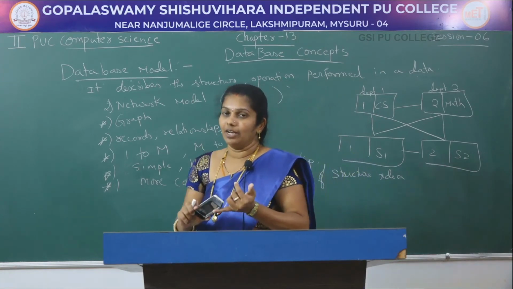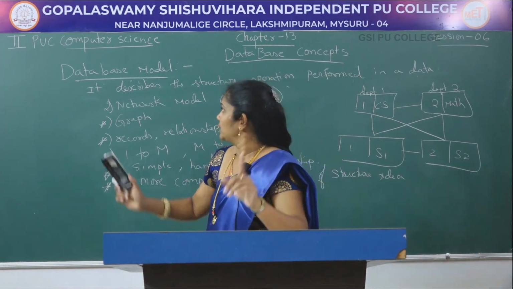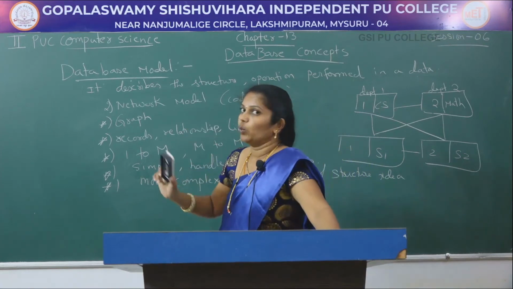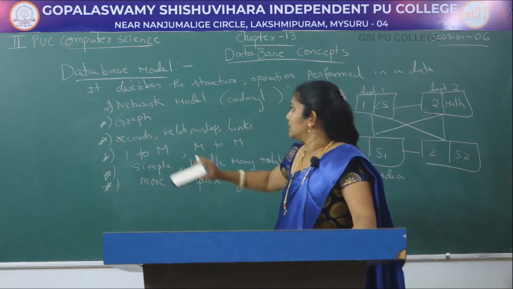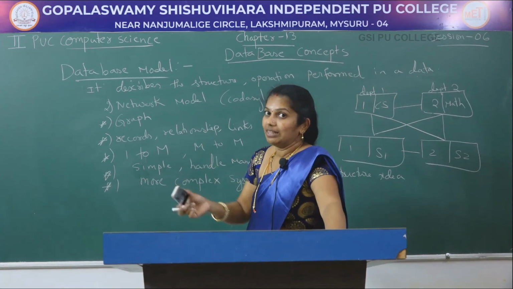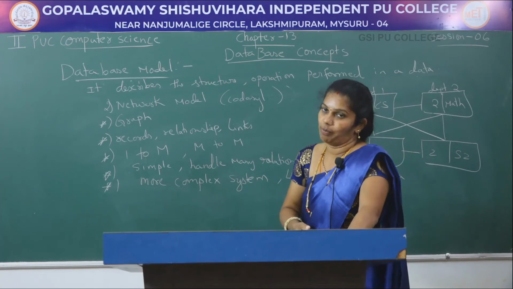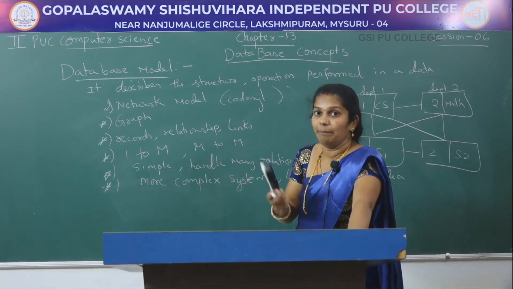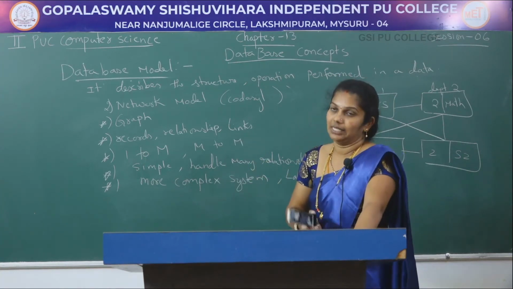When you come to the hierarchical model, all the data are arranged in tree format. Whereas in the network model, all the data are arranged in graph format. It was developed by CODASYL, and here all the data can be arranged in the format of records and relationships, and it can connect them in one-to-many or many-to-many format. And with that, it can handle many relations. In this way we have advantages as well as disadvantages.